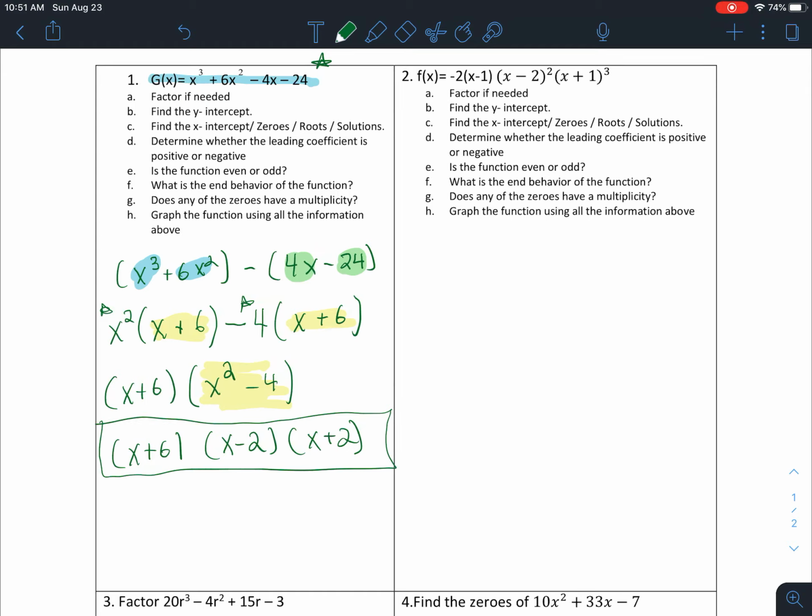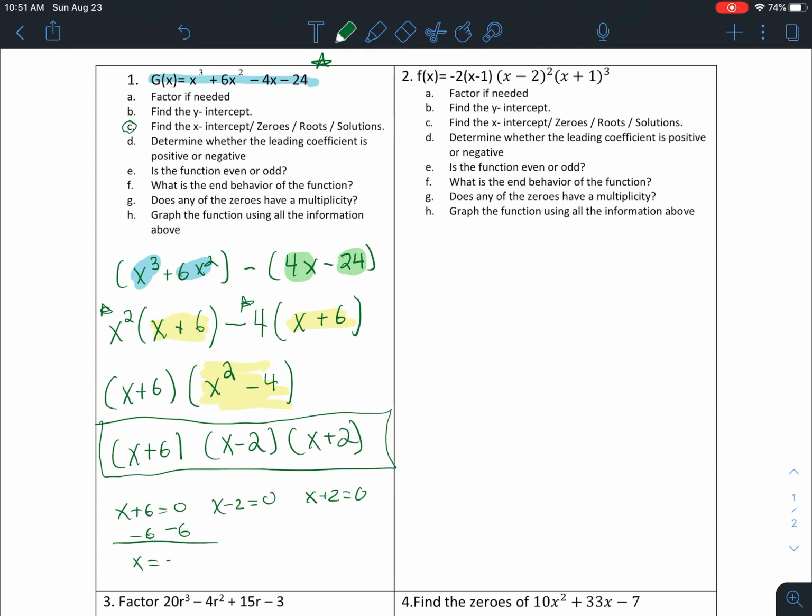Okay, so that's the first part, is factor if you need, because it's going to tell us information. And I'm going to go ahead and skip to part C, which says find the x-intercept, zeros, roots, and solution. So all those terms are used interchangeably. So I'm just going to set all of these equal to 0. And I'm just going to show all my work.